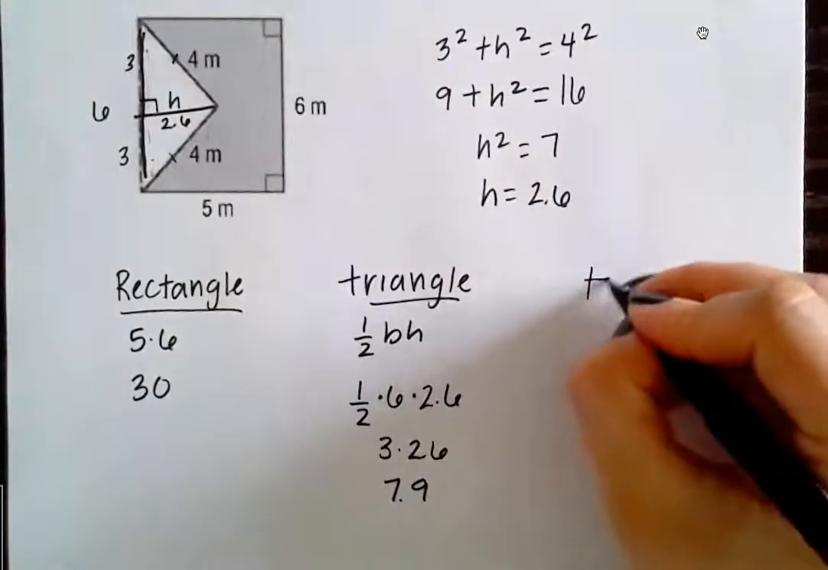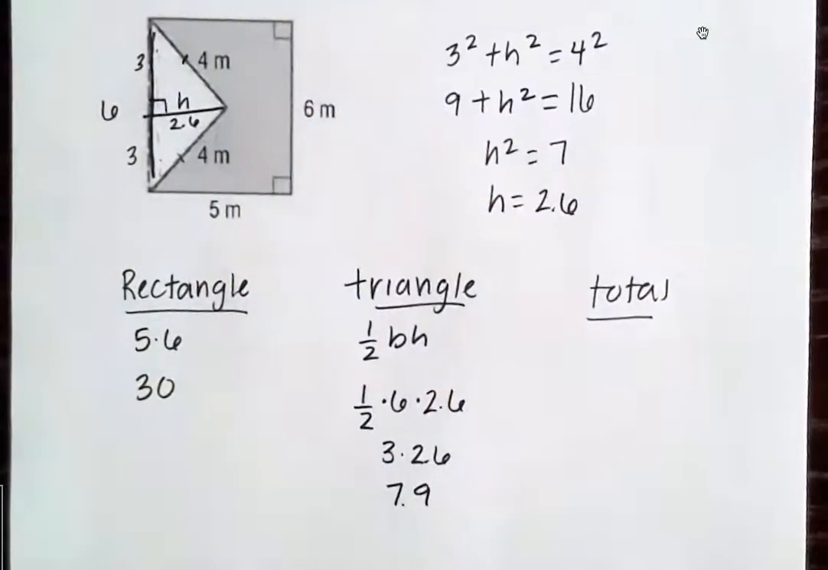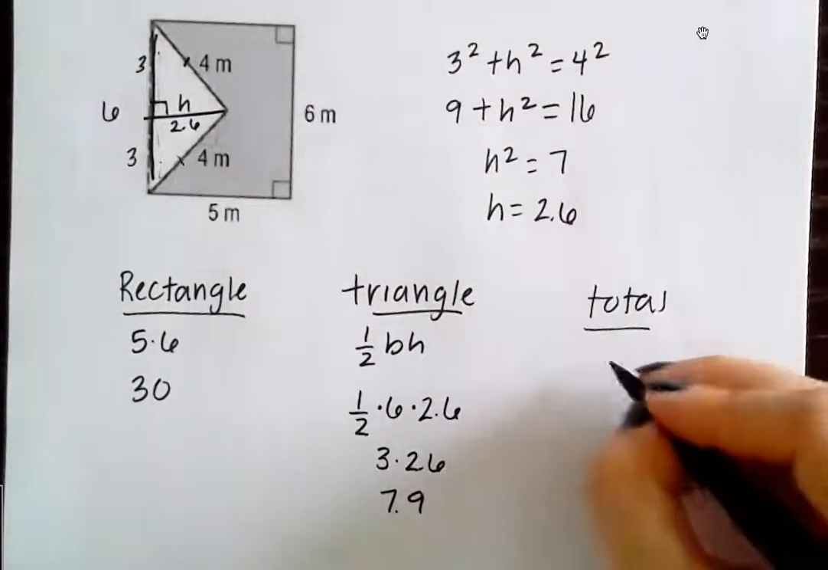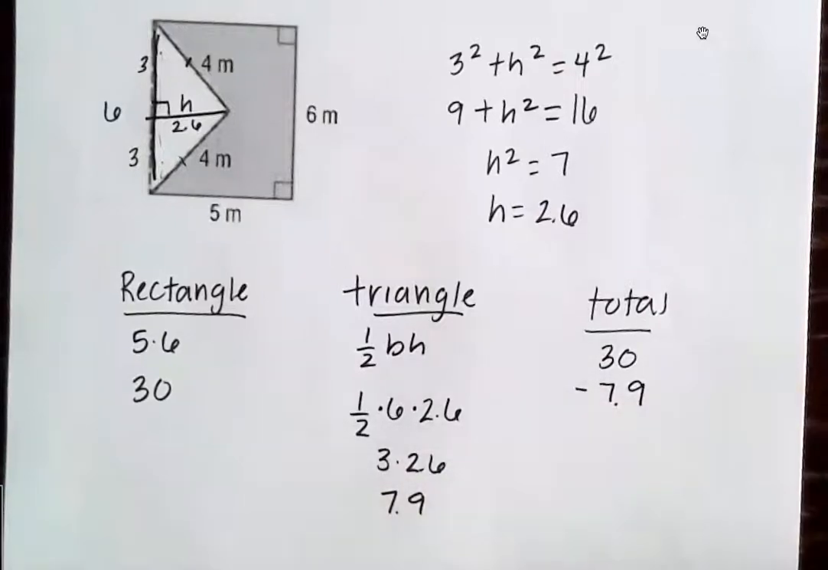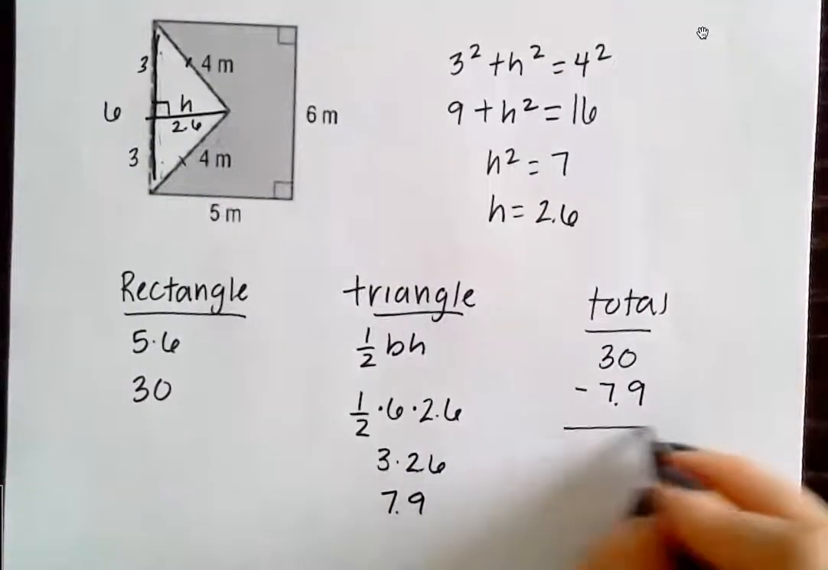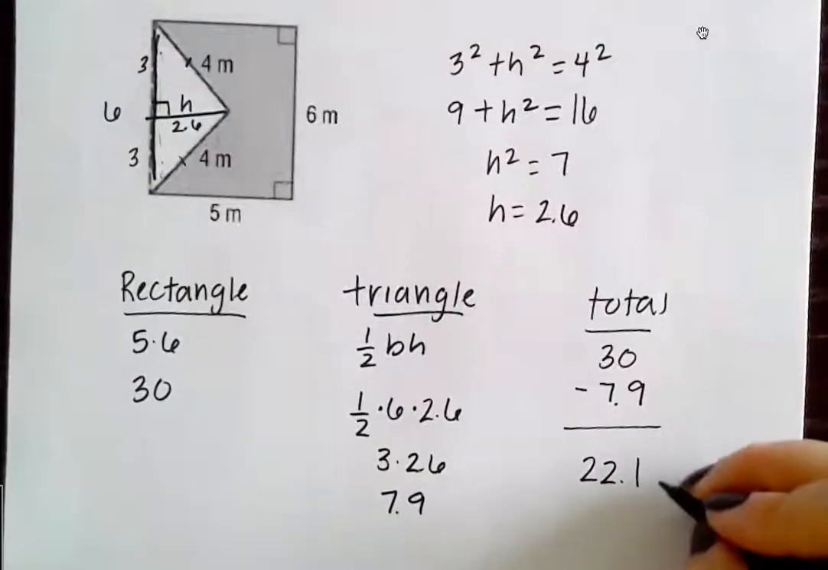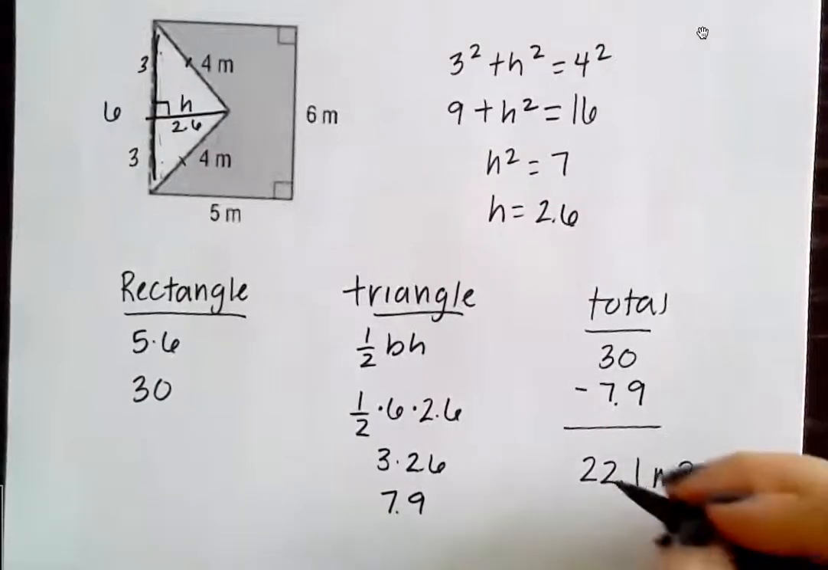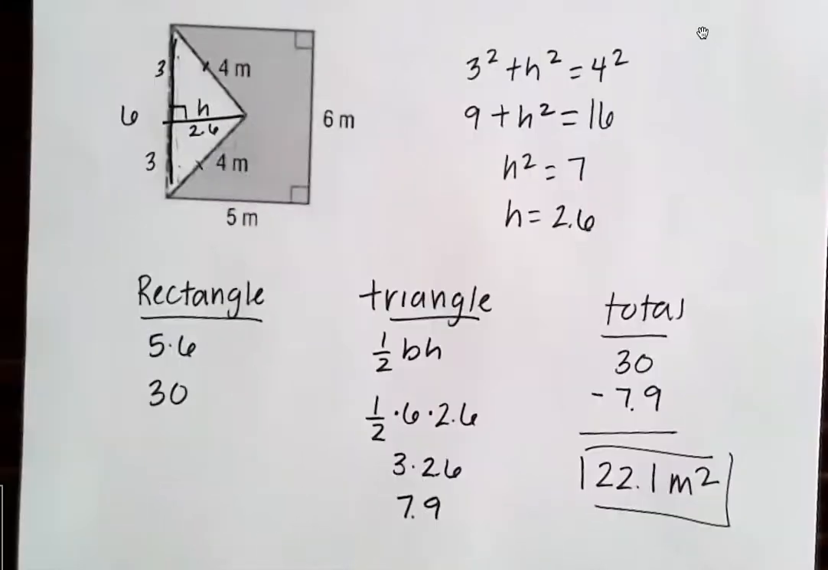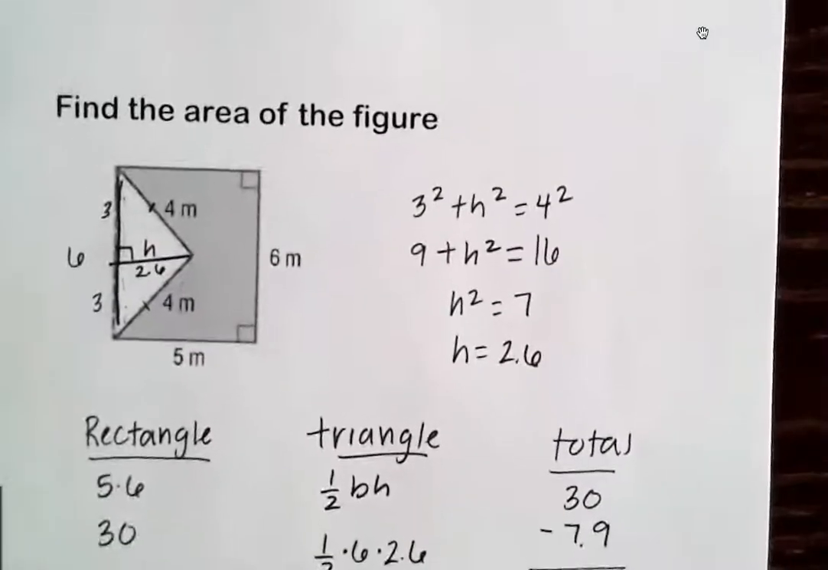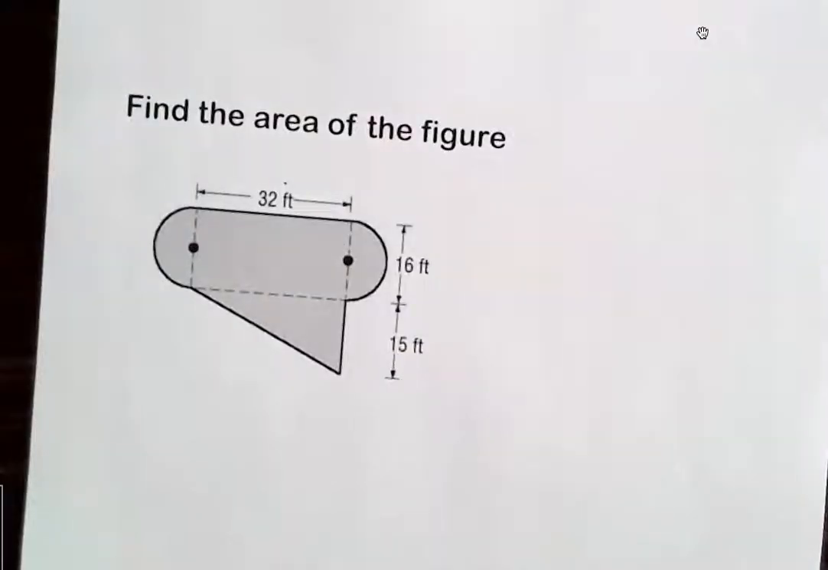Now our total area, because remember we're always looking for that shaded part, right? That's what we're looking for. So I'm actually going to take 30, and this time we're not going to add, we're going to subtract. So 30 minus 7.9 is 22.1 meters squared. Beautiful. All right, one more, and then I will not bother you via computer screen if you're with me so far.